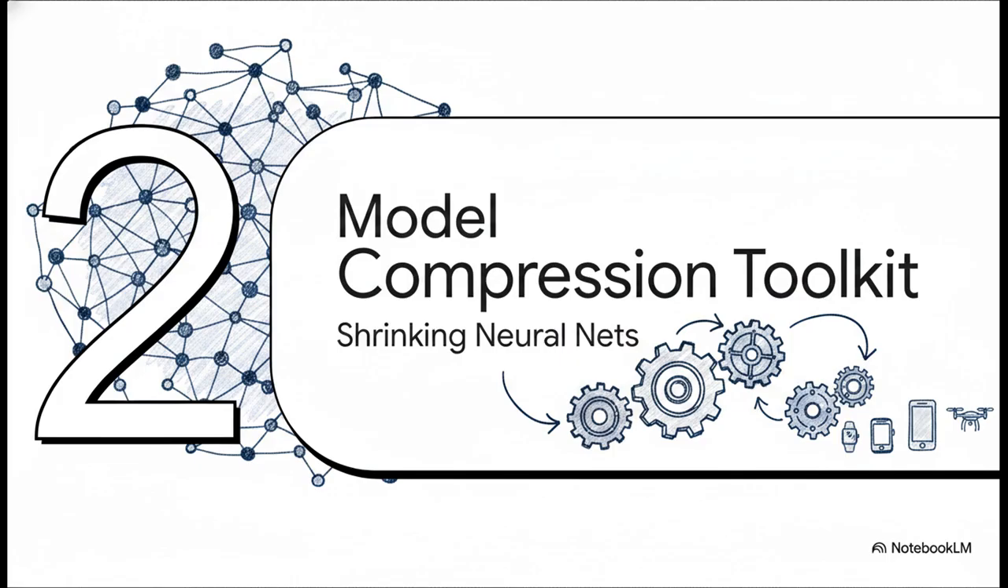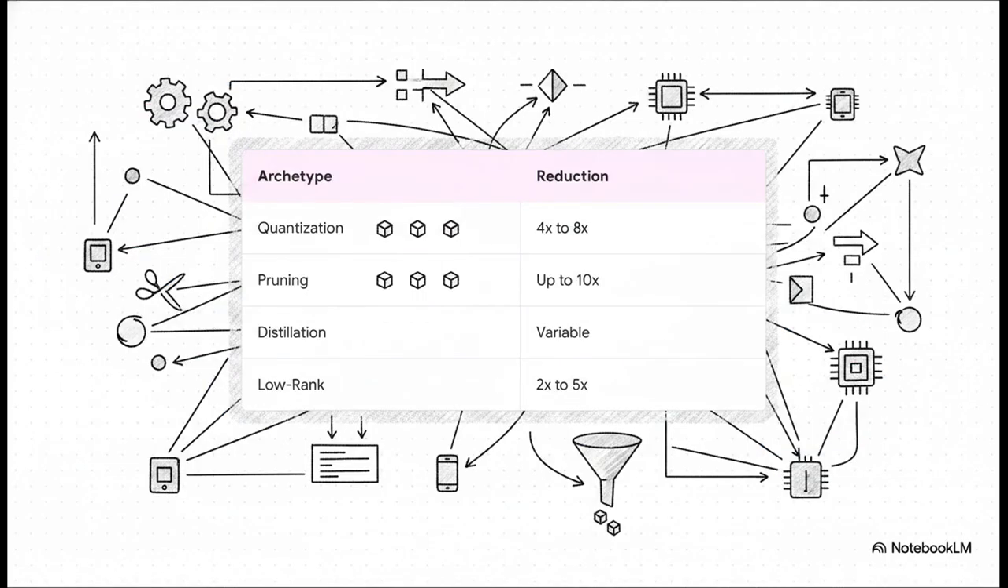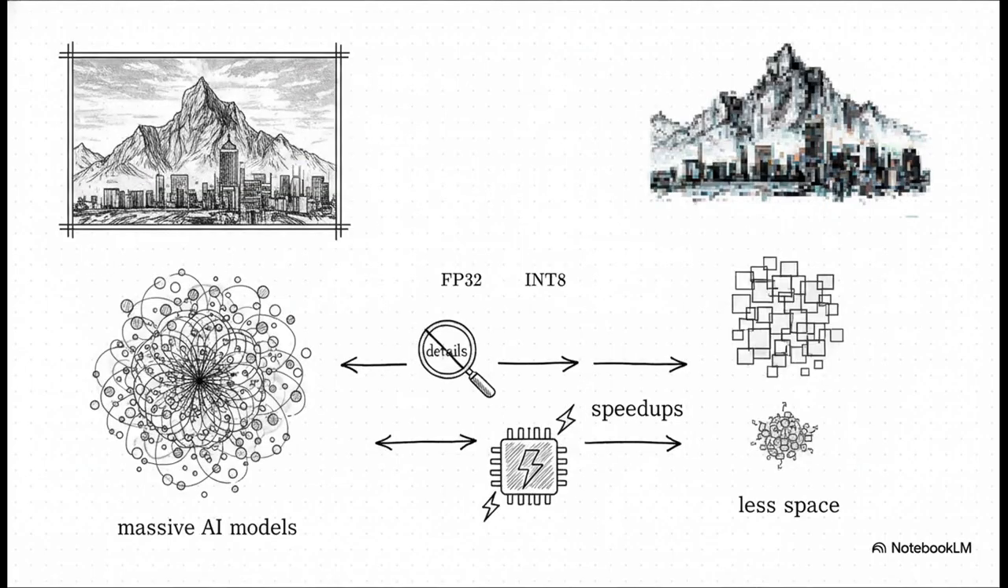Welcome to Section 2, the Model Compression Toolkit. This brilliantly illustrates our main toolkit. It gives us a mental map of 4 core strategies we can use to structurally or numerically lean out these massive networks. They all target different parts of the neural network lifecycle, drastically reducing the memory footprint without totally wrecking core performance. Let's look at our first archetype, quantization.